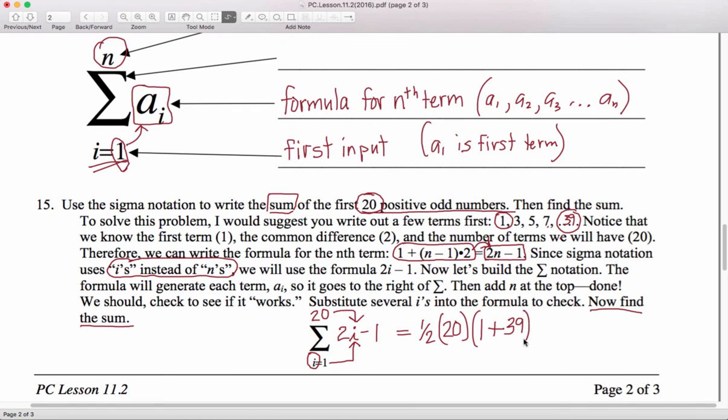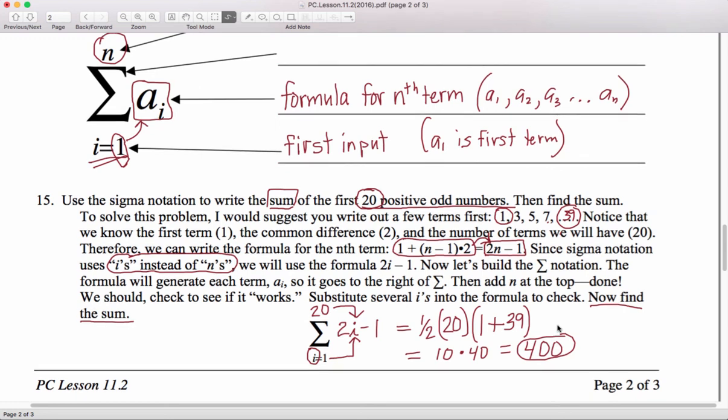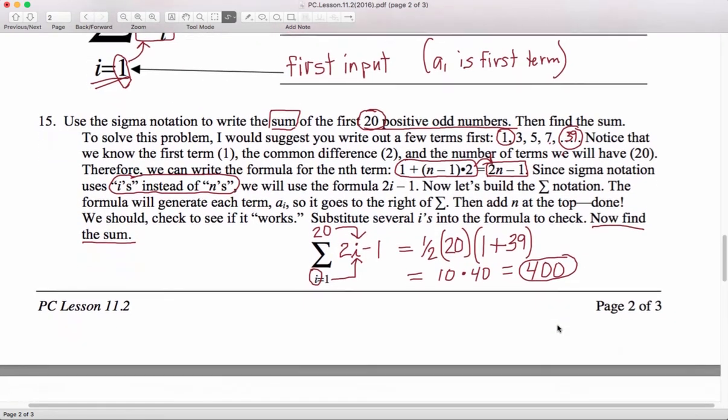Now if we type that into our calculator, or maybe just do this in our heads, 1/2 of 20 is 10, 1 plus 39 is 40, so 10 times 40 would be 400. That should be our sum for the first 20 positive odd numbers. So be watchful of the directions. We did have to find the sum after we got the sigma notation.